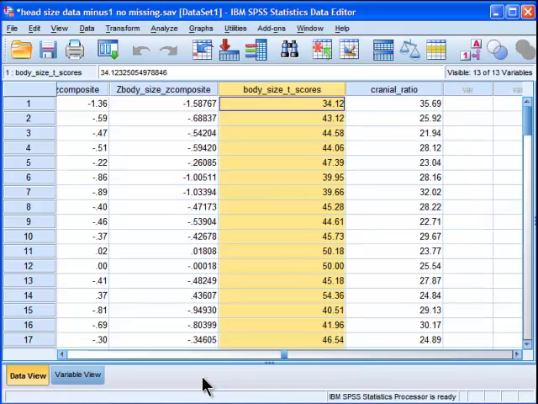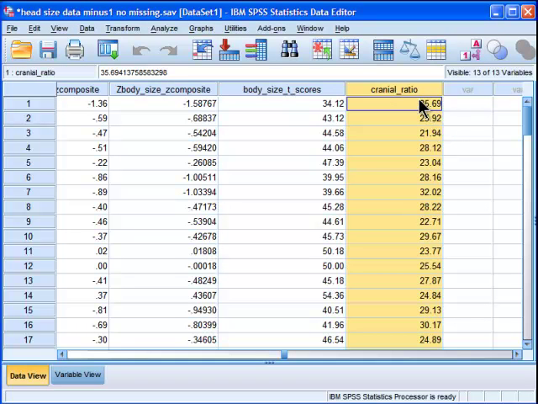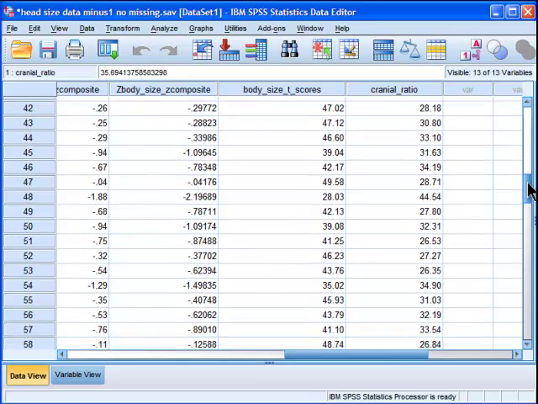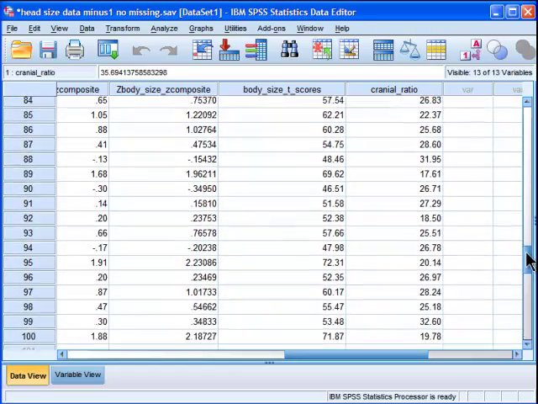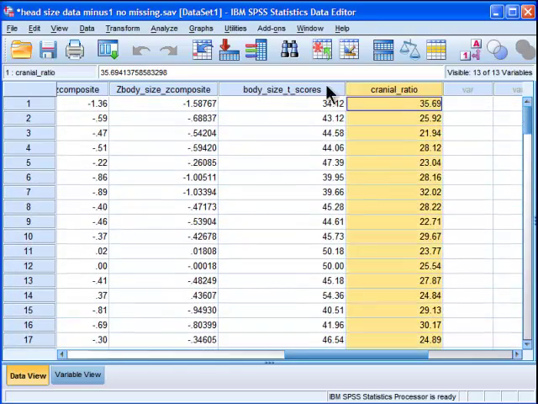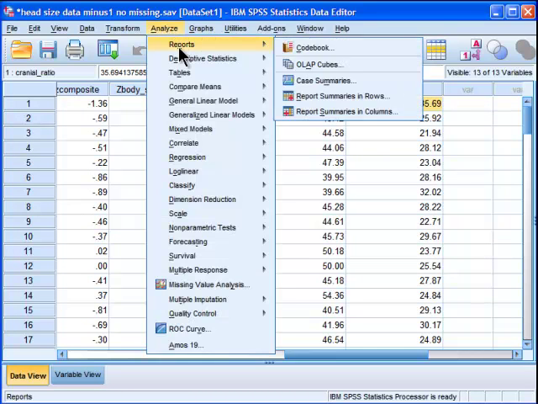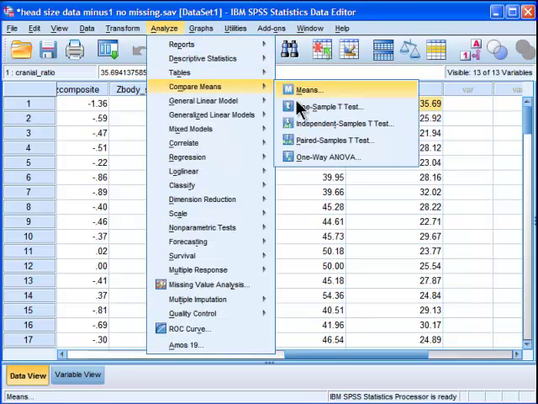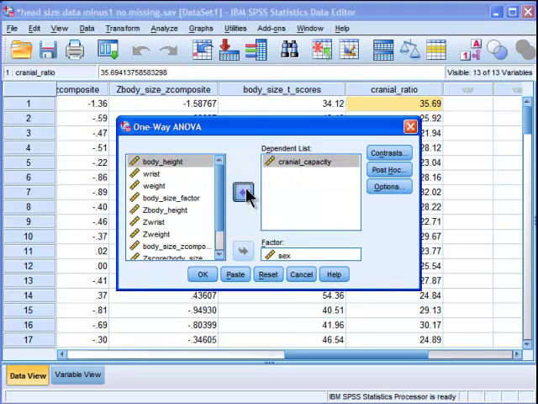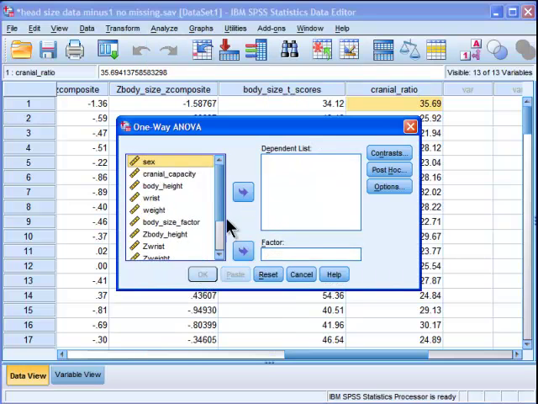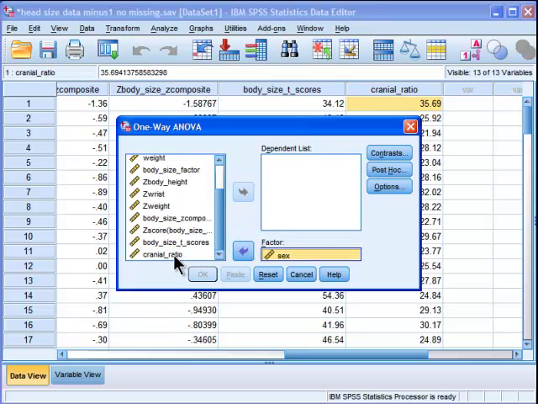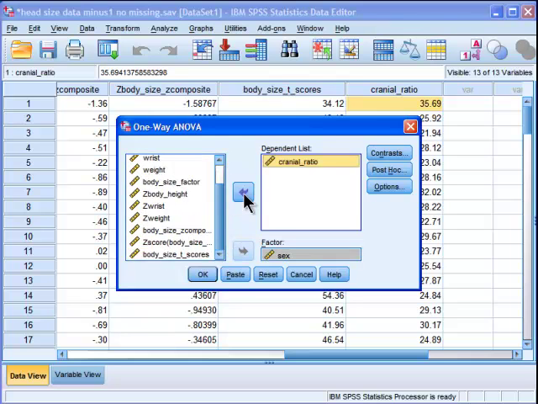So I'm going to click OK. So I've created a cranial ratio variable, so people who have higher scores have a higher relative cranial capacity given their body size. Okay? And people would say, okay, now I'm going to do my analysis of variance on this new ratio variable that's controlling for body size. So I'm going to go into one way, and it's already there because I've done the analysis. So I'm going to put sex into factor, and I'm going to put my cranial ratio variable into the dependent list, and I'm going to click OK.